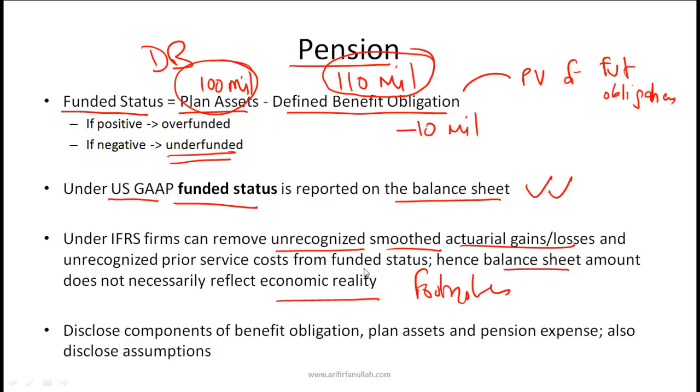Now, don't be worried if you did not understand this 100%. As long as you just got the general idea and remember the core terms, I think for level 1 you should be more than covered. In level 2, there is a huge reading on this whole topic, and I am sure you will get the necessary details then. And the final point on pension is that companies must disclose components of the benefit obligation, plan assets, pension expense, and they must also disclose any assumptions that have gone into the numbers.